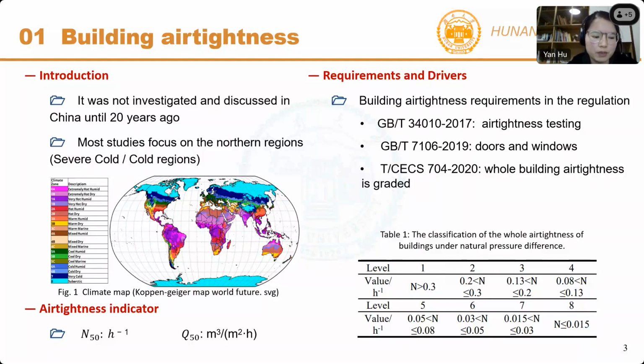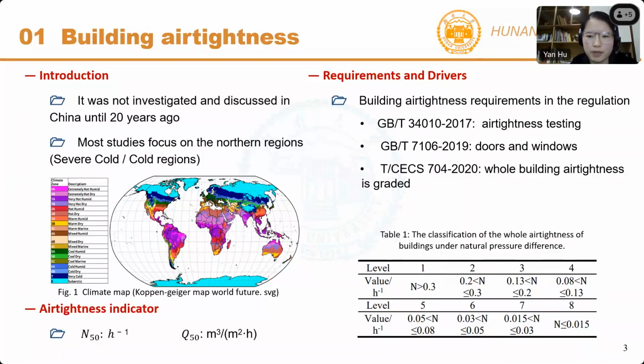We also used the parameters N50 and Q50 to evaluate the building airtightness, which represent the air change rate and the air leakage rate per unit area at the reference pressure of 50 Pascal. In the past decade, China has successfully formulated some relevant requirements.